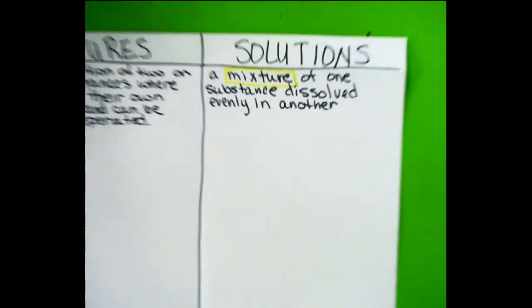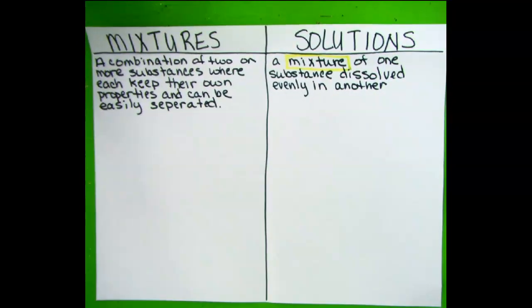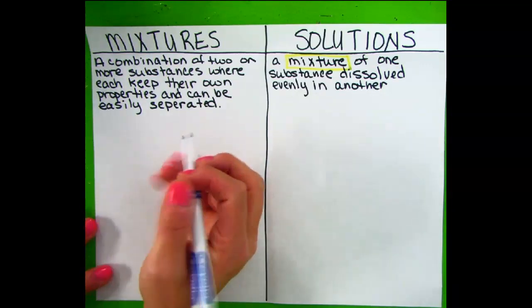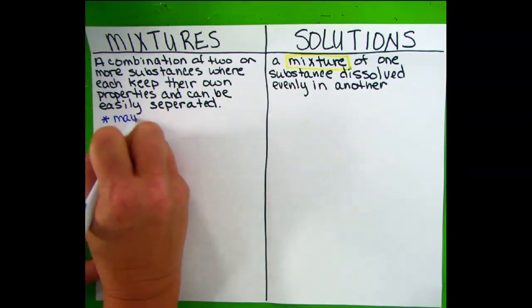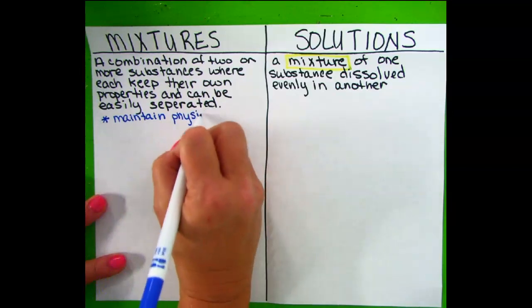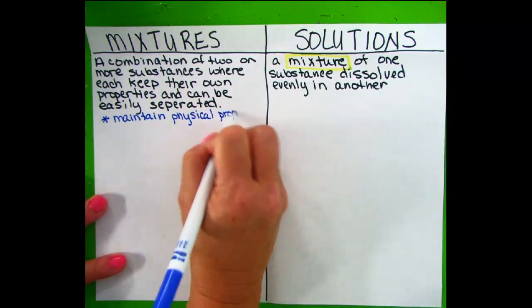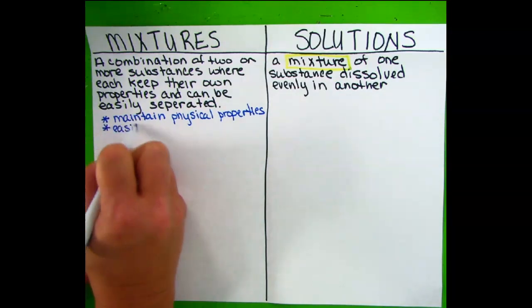All right, so now I'm going to zoom back out so that we can see both of them. There we go. Now, what I'm going to do is make another bullet definition, and then we're going to write what tools are used to separate them, processes to separate them, and examples of mixtures and solutions. So we still have four more things for each section that we need to write. So, first thing is mixtures maintain physical properties and mixtures are easily separated.